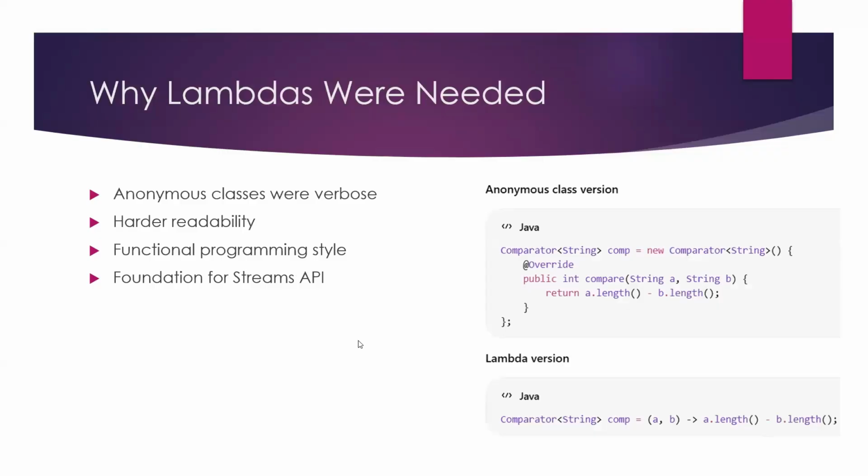Why were lambdas needed? It's because anonymous classes were verbose. Look at this comparator. Here you have a new instance of a class being created, and look at how verbose this is, as opposed to this lambda, which is more streamlined. You're taking in two parameters, A and B, just as you are here. You're inferring the types here, and you're returning this behavior. It's an implicit return here.